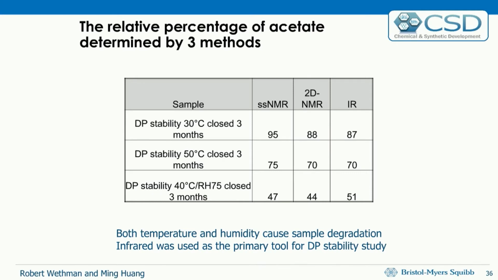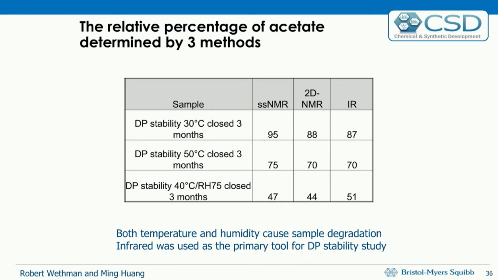So we also look at solid-state NMR, which takes quite a bit of time to run. We also use 2D NMR. Again, that takes time and sample preparation in both cases. But with infrared, it's a very simple experiment to run, to take your material and analyze it by FTIR and look at the amount of acetate that's remaining and the stability of that drug product in this mixture.